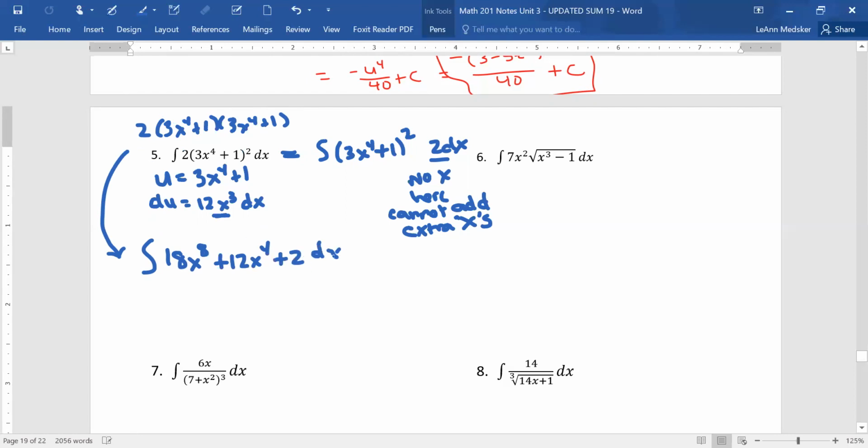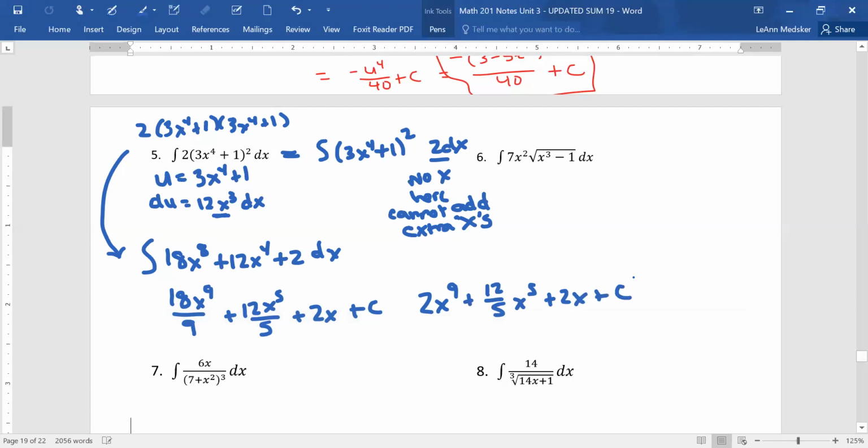And then we're just going to treat this as a general power rule with 3 terms. So we add 1 to the power, so this would be 18x to the 9 divided by 9, plus 12x to the 5th divided by 5, plus 2x plus c. And then I'm going to reduce, so this is 2x to the 9th plus 12/5 x to the 5th plus 2x plus c. So just because integration by substitution exists, it doesn't mean it's going to work.